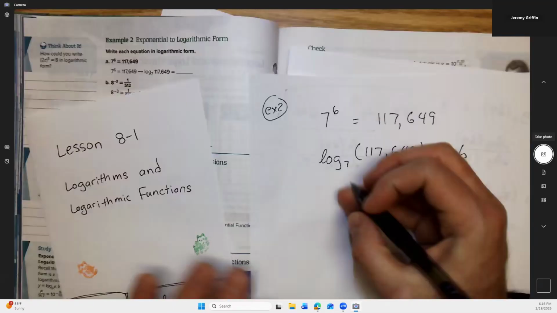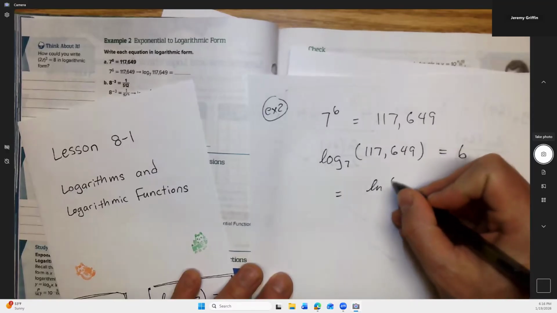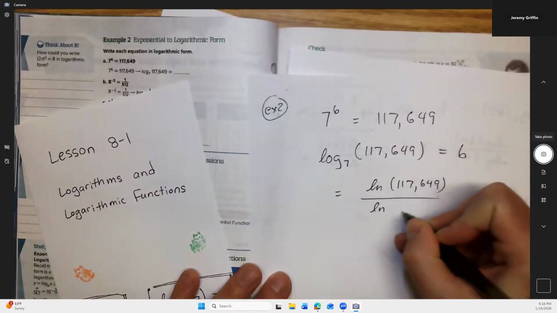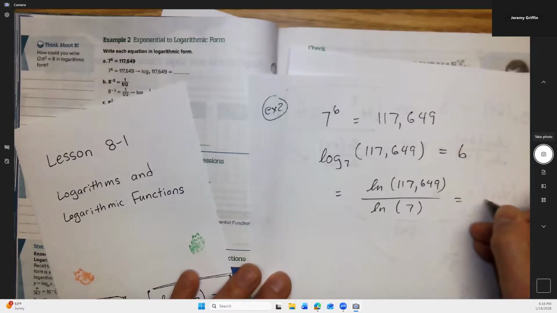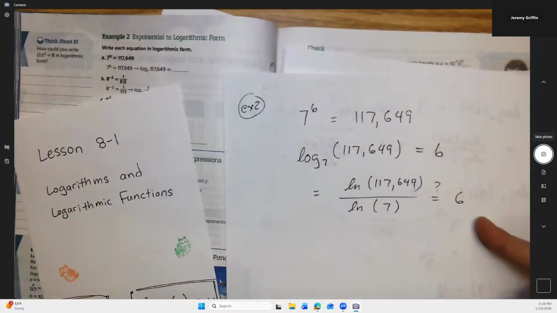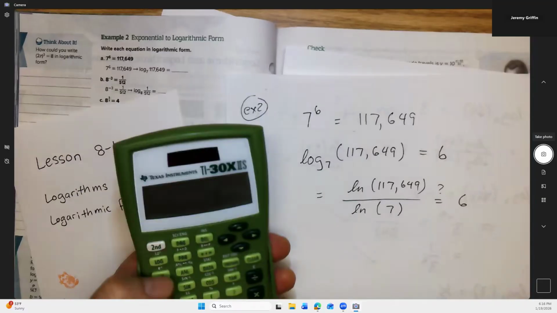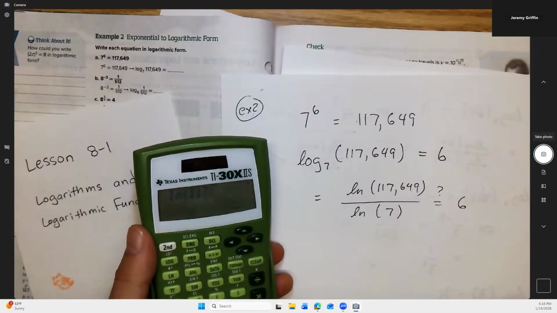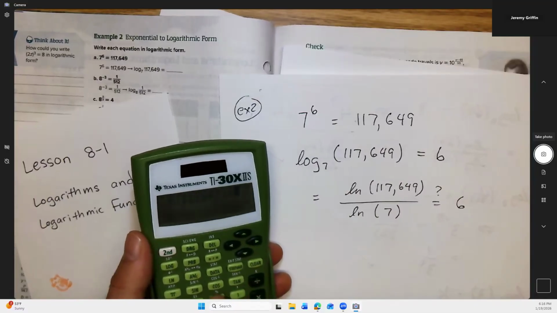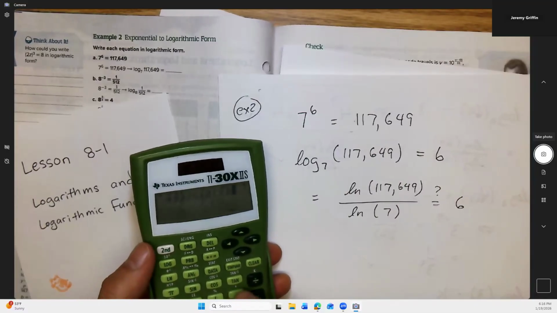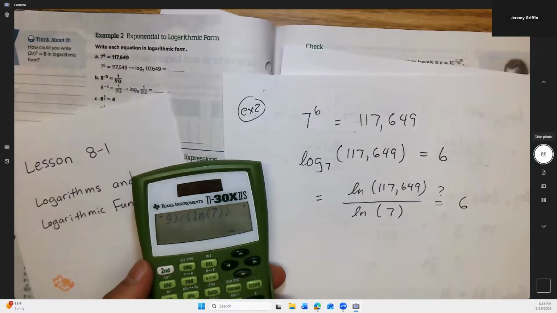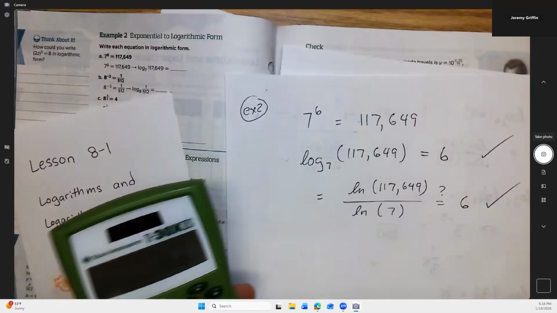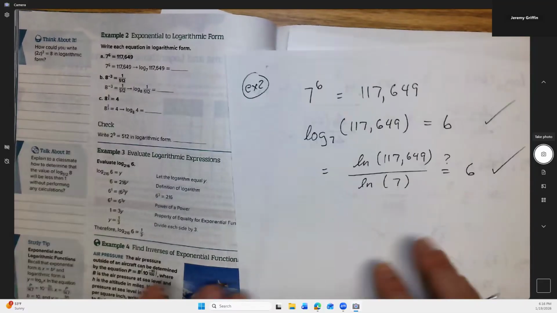Now I think this would be the same thing as log base e of 117,649 divided by log base e of 7. So let's see, is this really equal to 6? Let's do ln of 117,649 divided by ln of 7. If this says 6, we're still good. Oh yeah, check. It sure is. We are winning.